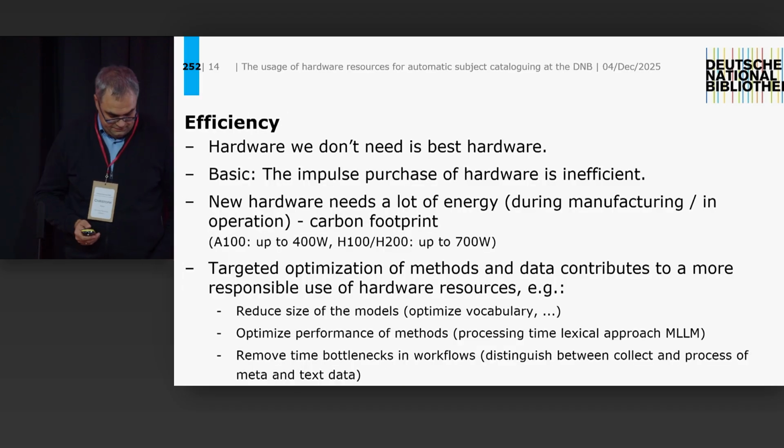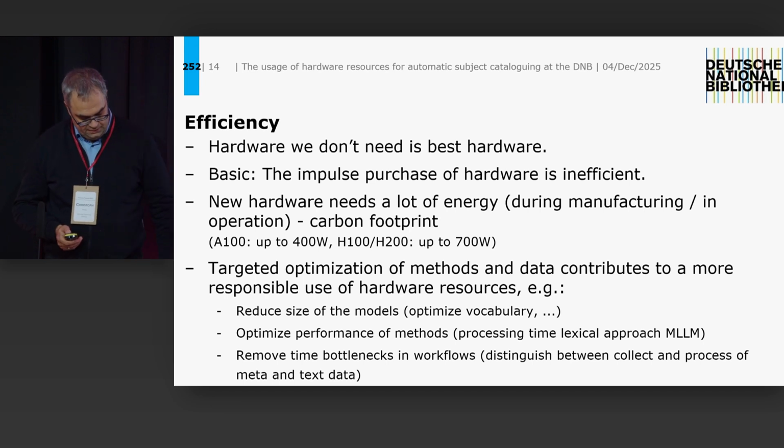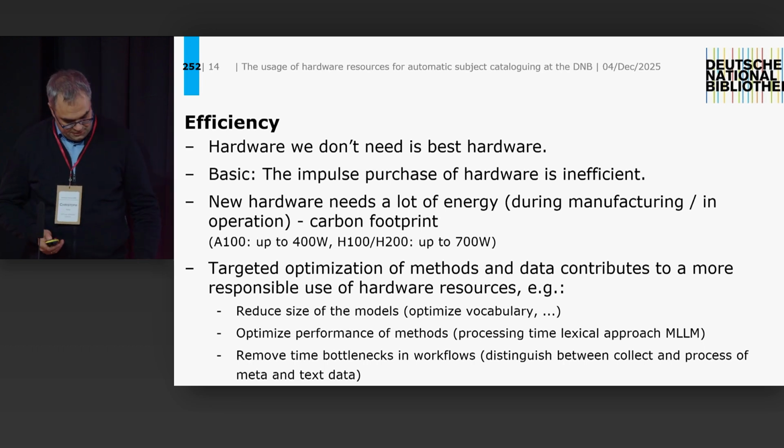So, three slides left. After this rather summarized information concerning hardware performance, I would now like to switch to the conceptual level. Before I speak about the path towards a hardware concept in general, it's important and necessary for me to address efficiency. The hardware we don't need is the best hardware. The impulse purchase of hardware is inefficient. We have to keep in mind that hardware sooner or later reaches the end of its life cycle and will become electronic waste. New hardware needs a lot of, hopefully, green energy, but every hardware usage we save means conserving resources and reducing the carbon footprint.